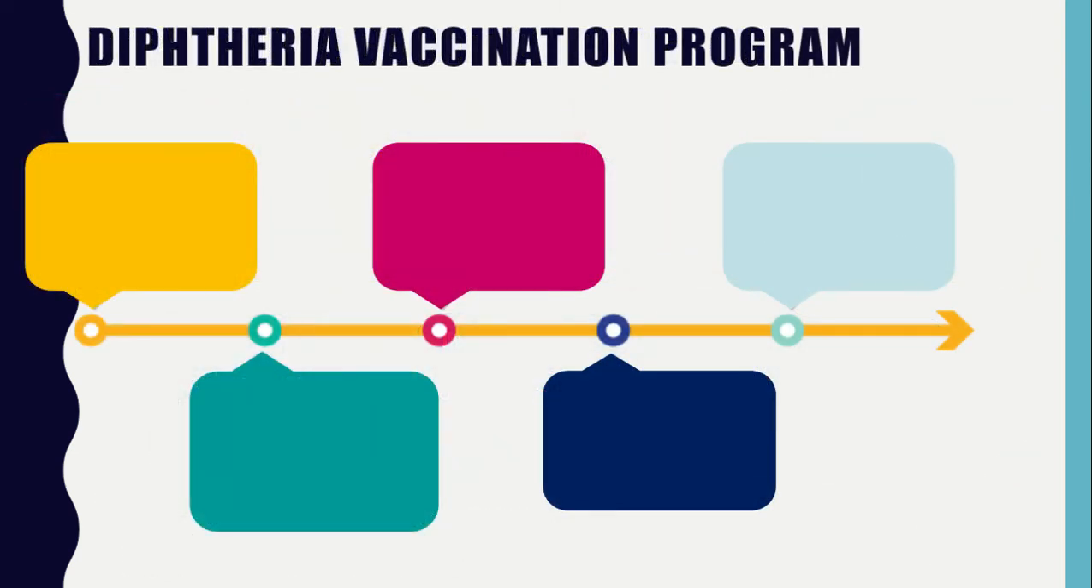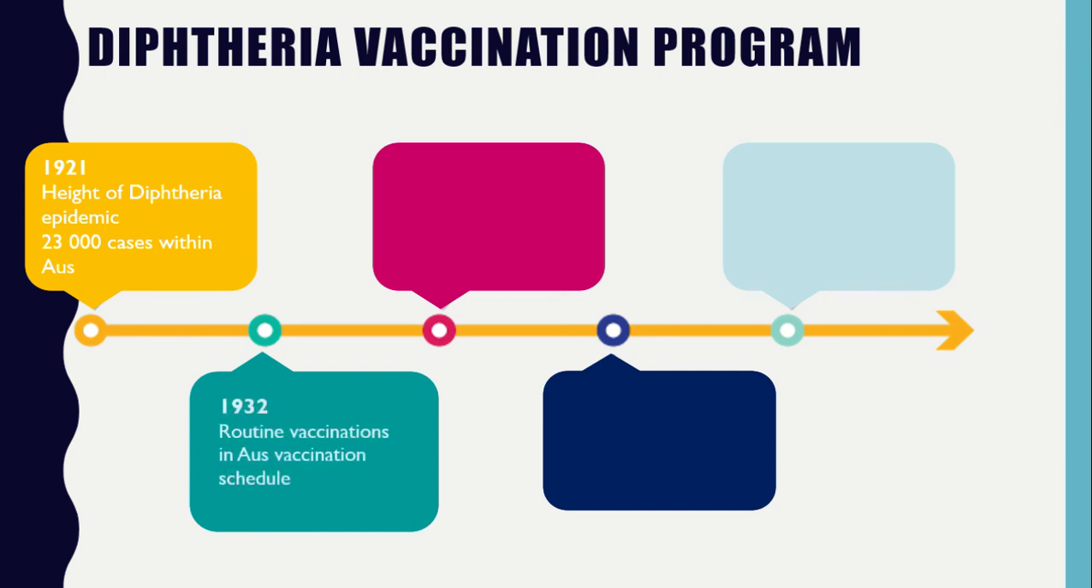As a result of effective immunization beginning from the 1920s, diphtheria rates have dropped dramatically in many countries, however, not all. At the height of the 1921 epidemic, within Australia there were around 23,000 cases of diphtheria. However, due to routine vaccinations included in the Australian Vaccination Schedule in 1932 and other introduced programs, this dropped to 15 notified cases in 1992. These became the last reported cases according to the Australian Government's Department of Health report written in 2000.